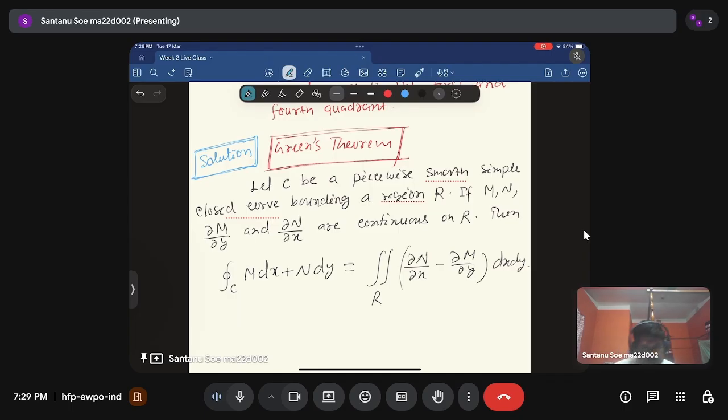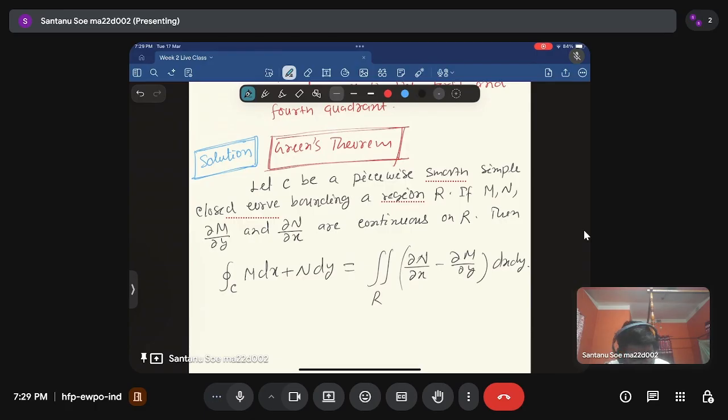So Green's theorem connects the line integration to the double integration. If there is a closed region which has a boundary C, then it connects to the inside of that region, the interior of the curve, and performs the integration over the interior of this region, which is called R here. So it connects the boundary to the interior of the region by performing this double integration.